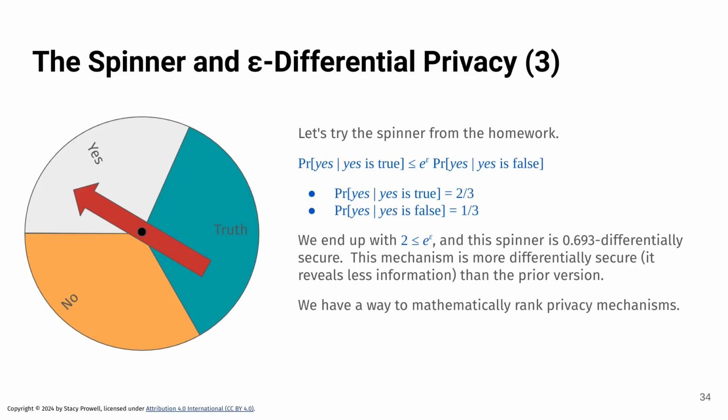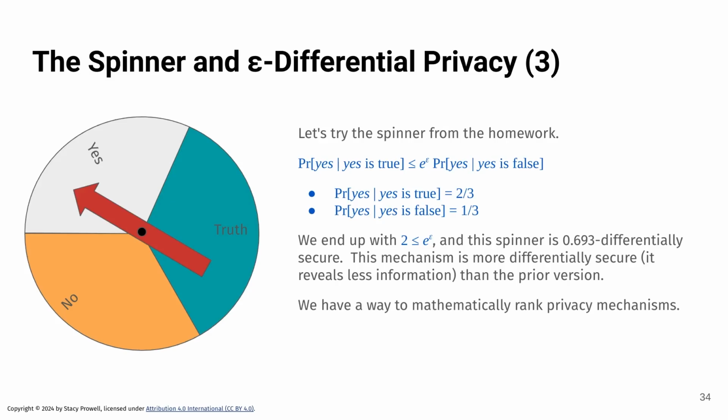Right? 2/3 plus 1/3 is 1. That covers everything. And so when we plug those in, we wind up with 2 less than or equal to e to the epsilon. Right? 2/3 divided by 1/3 is 2. When we solve that by taking the natural log of both sides, we find out this spinner is 0.693 differentially secure. The epsilon is a smaller value. Not quite, but getting close to half. And that tells us that this mechanism is more differentially secure than the previous one.